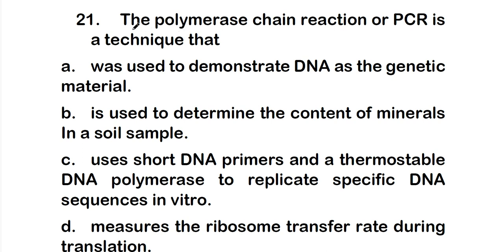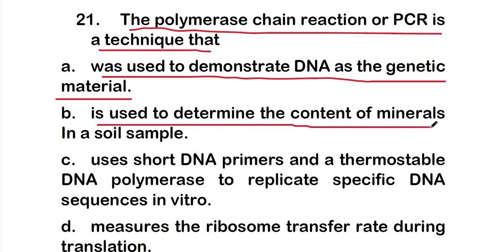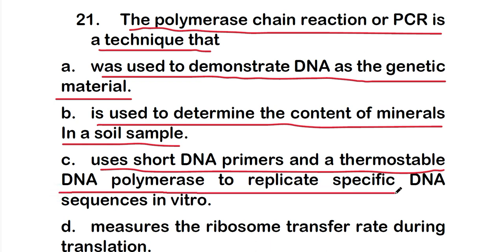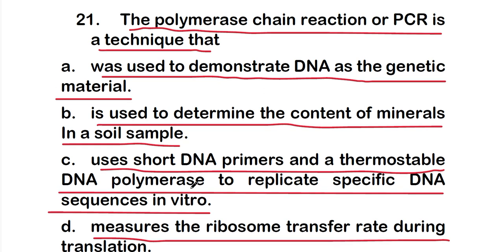Okay, so the first question of this video: the polymerase chain reaction, or PCR, is a technique that option A, was used to demonstrate DNA as the genetic material. Option B, is used to determine the content of minerals in a soil sample. Option C, uses short DNA primers and a thermostable DNA polymerase to replicate specific DNA sequence in vitro. Or option D, it measures the ribosome transfer rate during translation. So which one is correct about the PCR or polymerase chain reaction?